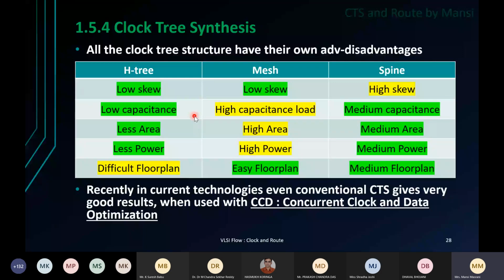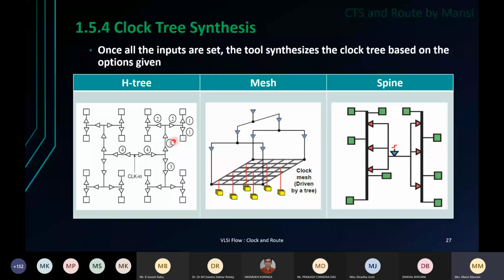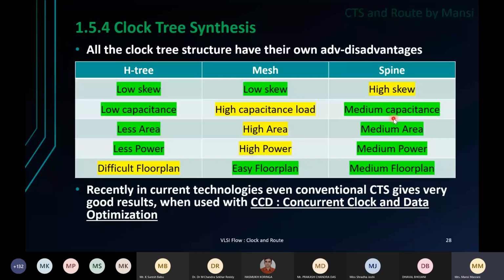Why does it have high capacitive load? If you see this buffer's load, earlier this buffer load was two buffers, very small capacitive load, but this buffer load is this whole mesh area. Even this buffer load is this whole mesh. So this mesh is going to be very power hungry and a very loaded design. This one has medium capacitance.